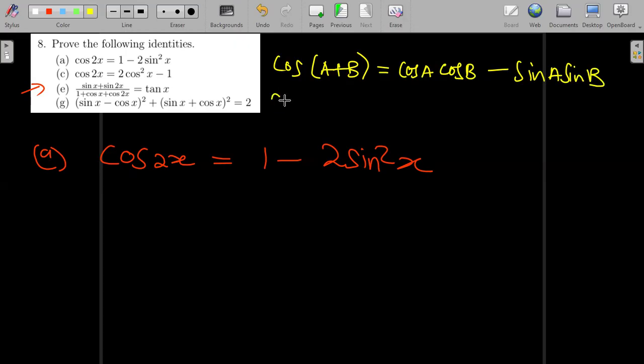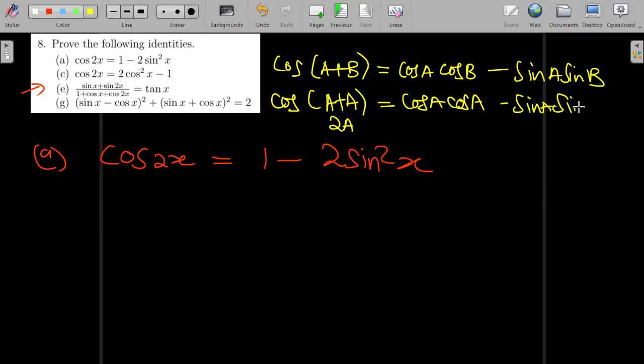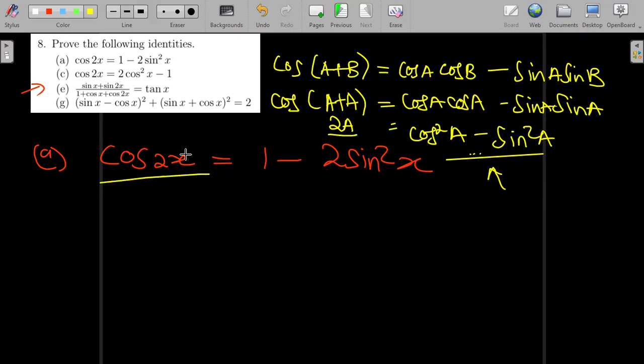Now, imagine a situation where we have 2 equal angles, angle A and angle A. When we add A and A, we get 2A. So cos of A plus A is the same as cos A cos A, minus sine A sine A. Since these are the same, we can multiply them. We get cos squared A minus sine squared A. So this here is the double angle identity formula for cos 2A.